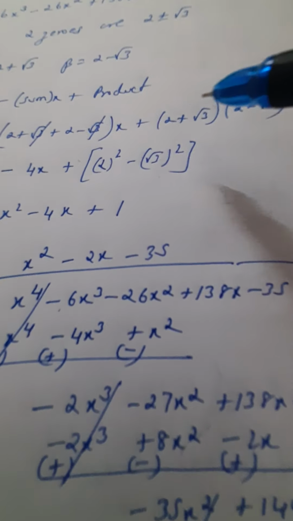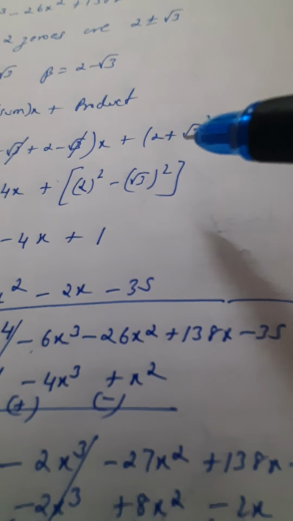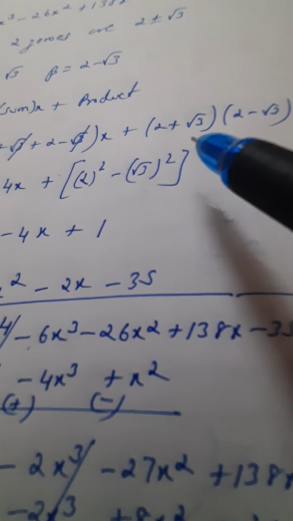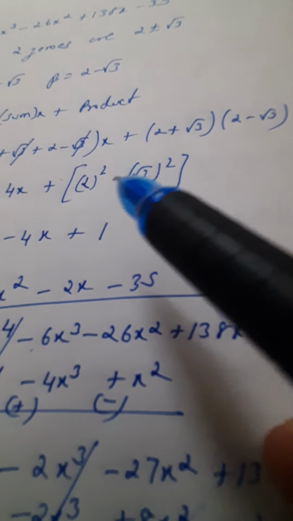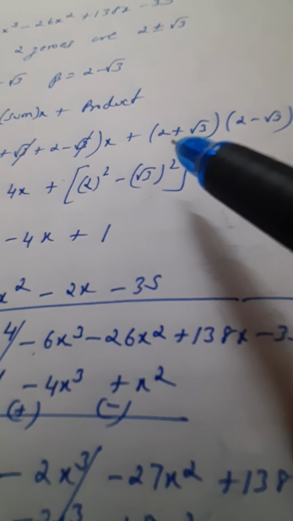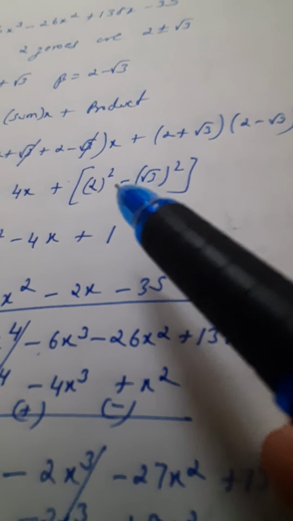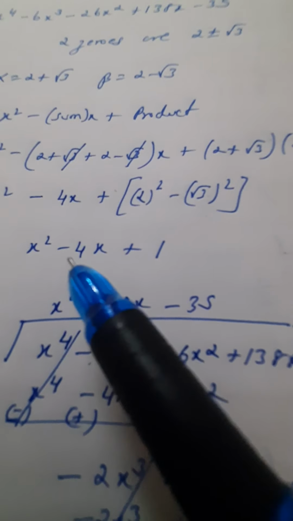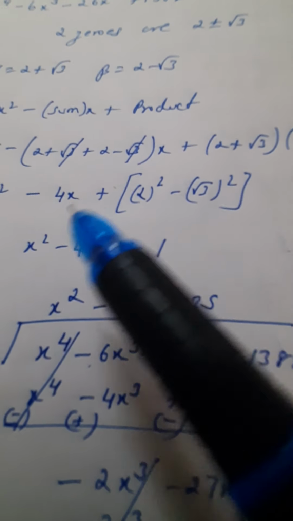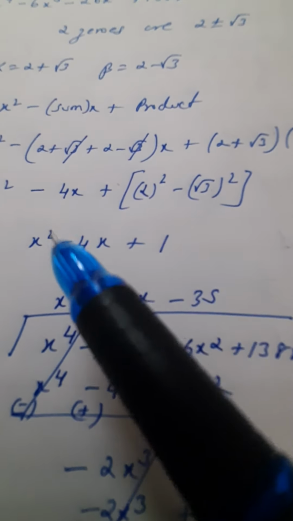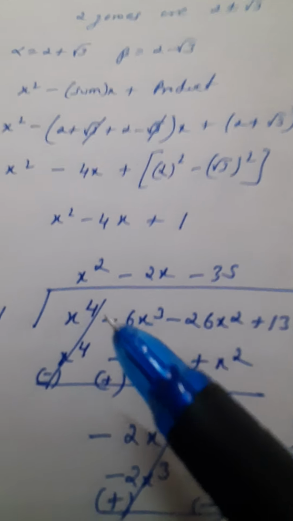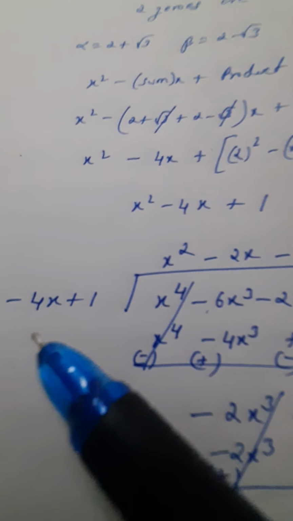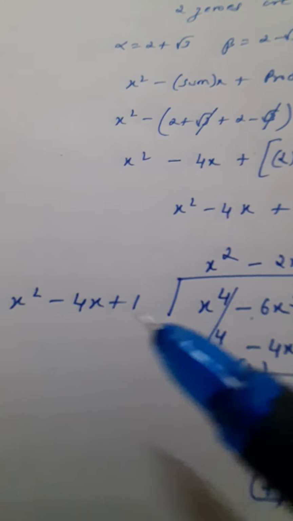And the product is 2 plus root 3 into 2 minus root 3. This is the product of the zeros, and this is an identity. Which identity is this? This is a plus b, a minus b, a square minus b square. So this will become 2 square minus root 3 square, 4 minus 3 is 1. So we get a quadratic polynomial x square minus 4x plus 1. Now once we get the quadratic polynomial, the next task is to divide the polynomial that was given to us by this quadratic polynomial we have got. Okay, so we're going to divide this.